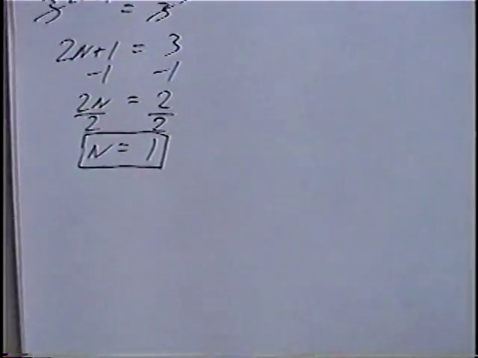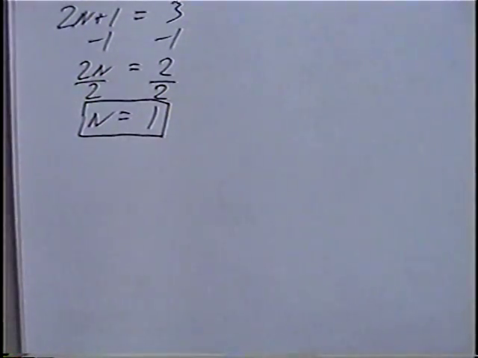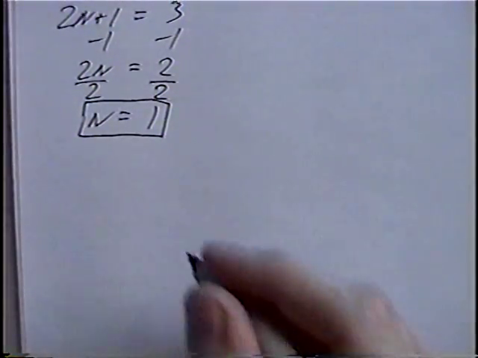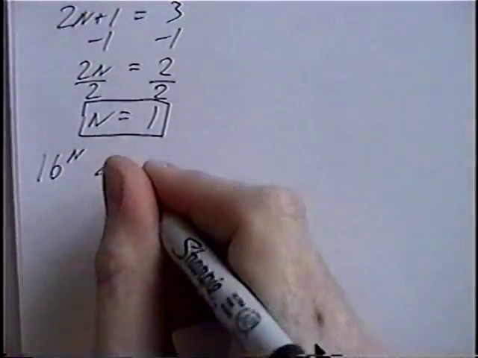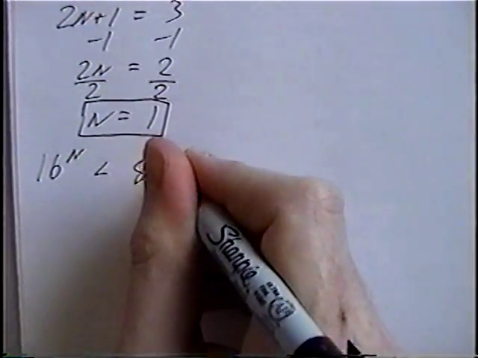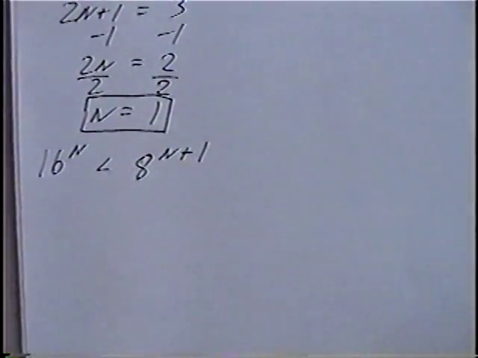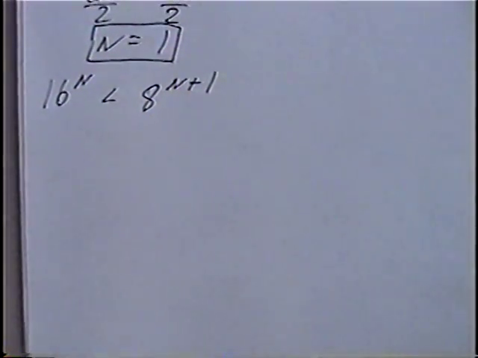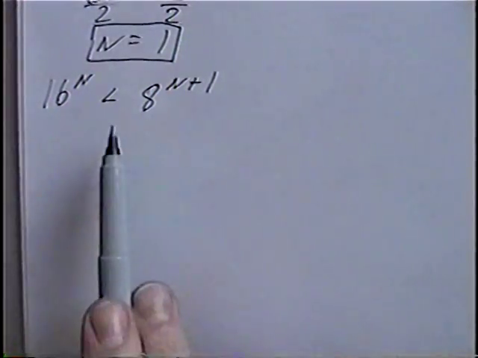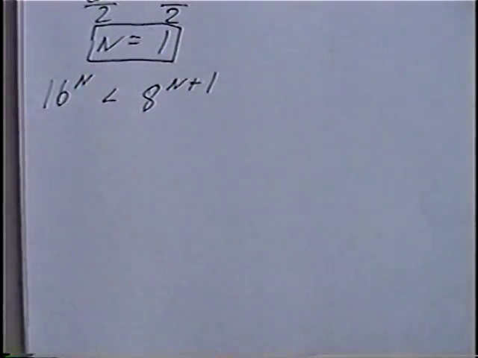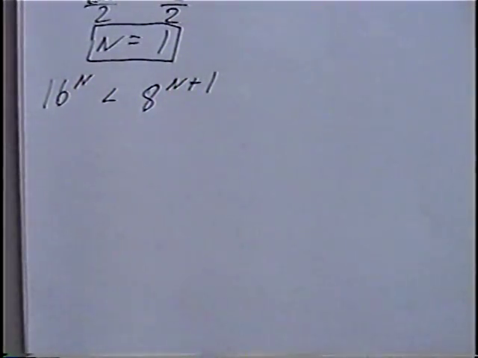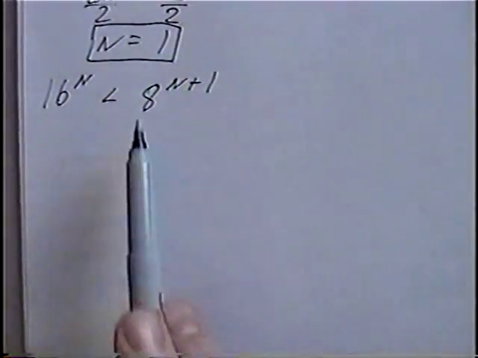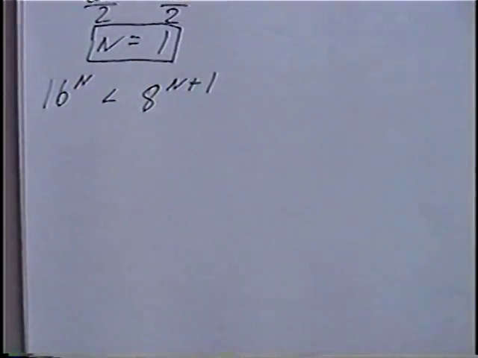The next problem we'll solve is 16 to the exponent of n is less than 8 to the exponent of n plus 1. This time we have variables on both sides, and we also have an inequality rather than an equal sign. Same steps, we want to change these bases on both sides to be the same number. In order to do that, we'll have to change each base to a different number.